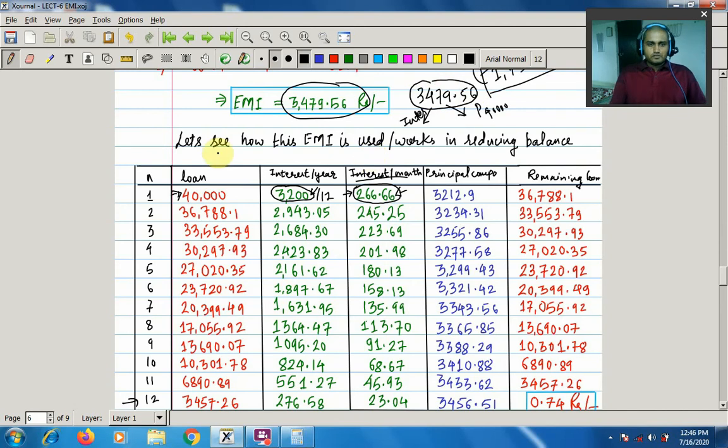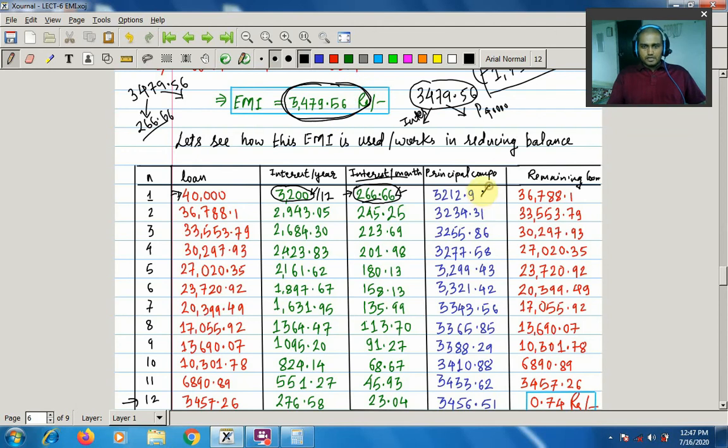Okay, so once again, in total I am paying 3,479.56 rupees every month, 12 times. Out of this, 266.66 rupees I will give to the bank as interest, and the remaining, 3479 minus this, goes on the principal. So I have subtracted this from my EMI amount.